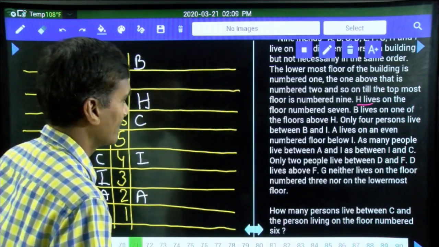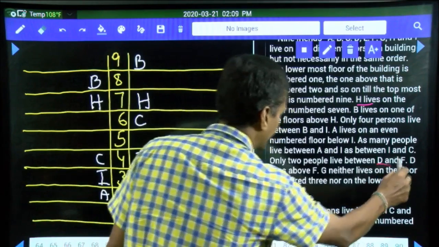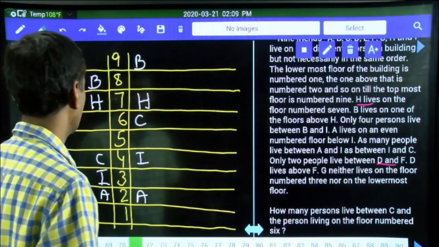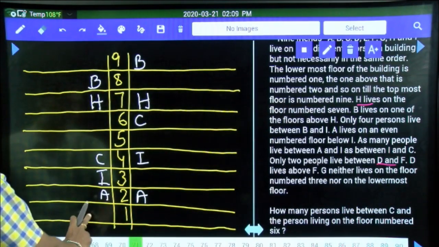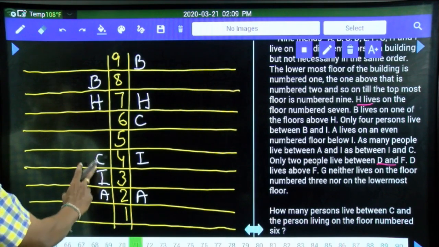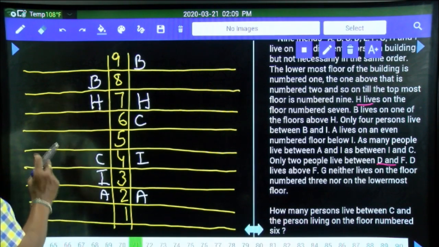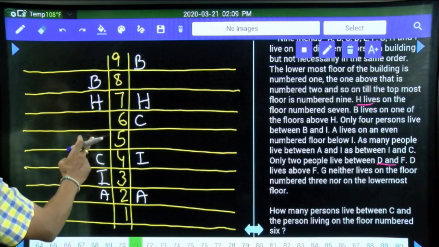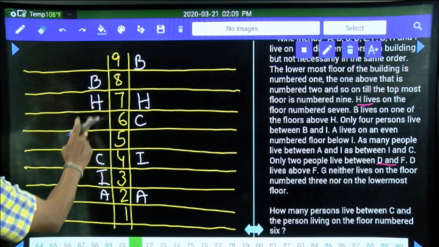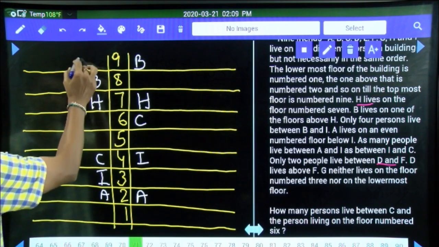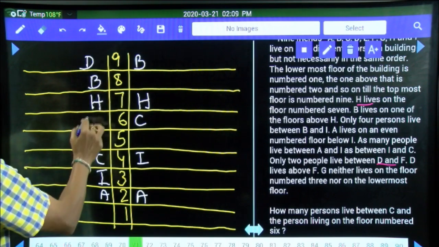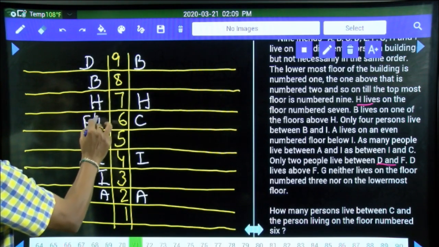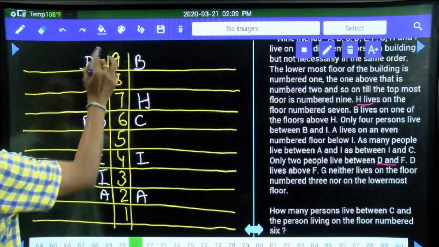And next one. And only 2 people between D and F. D కి F కి మధ్యలో సరిగ్గా ఇద్దరు ఉండాలి. D కి F కి సరిగ్గా ఇద్దరు ఉండాలంటే D and F ఇక్కడ ఉంటే ఇంకొకరు ఇక్కడ ఉండాలి. ఉండే ఛాన్స్ ఉందా? 4th ఫ్లోర్ లేదు. కనుక D and F ఇక్కడ ఉండకూడదు. D and F ఇక్కడ ఉండే ఛాన్స్ ఉందా? ఇక్కడ ఉంటే ఇంకొకరు ఇక్కడ ఉండాలి. నాట్ పాసిబుల్. కనుక D ఇక్కడ ఉంటే F ఇక్కడ, D ఇక్కడ ఉంటే F ఇక్కడ. ఓన్లీ 2 persons between D and F.